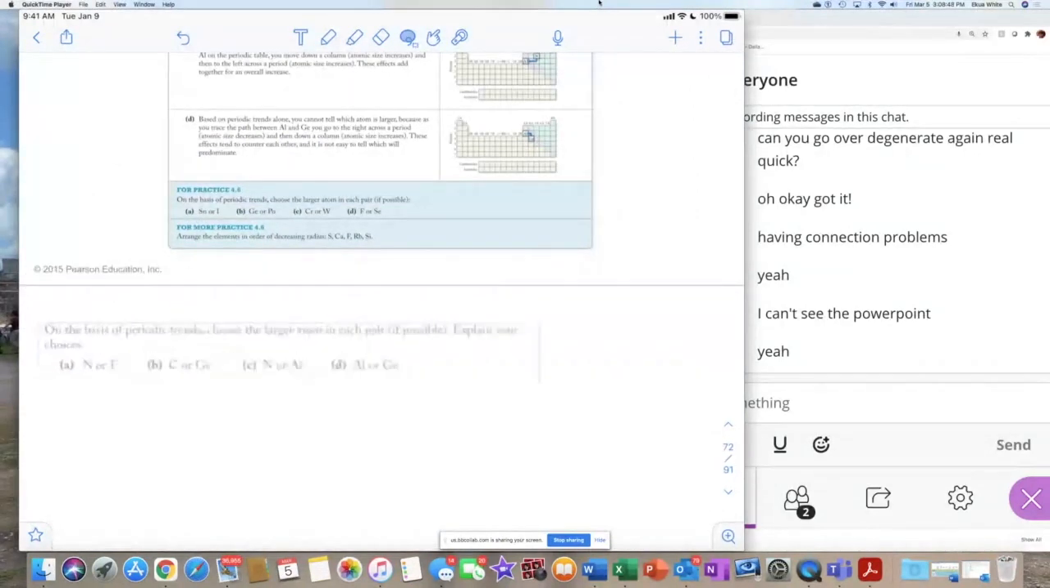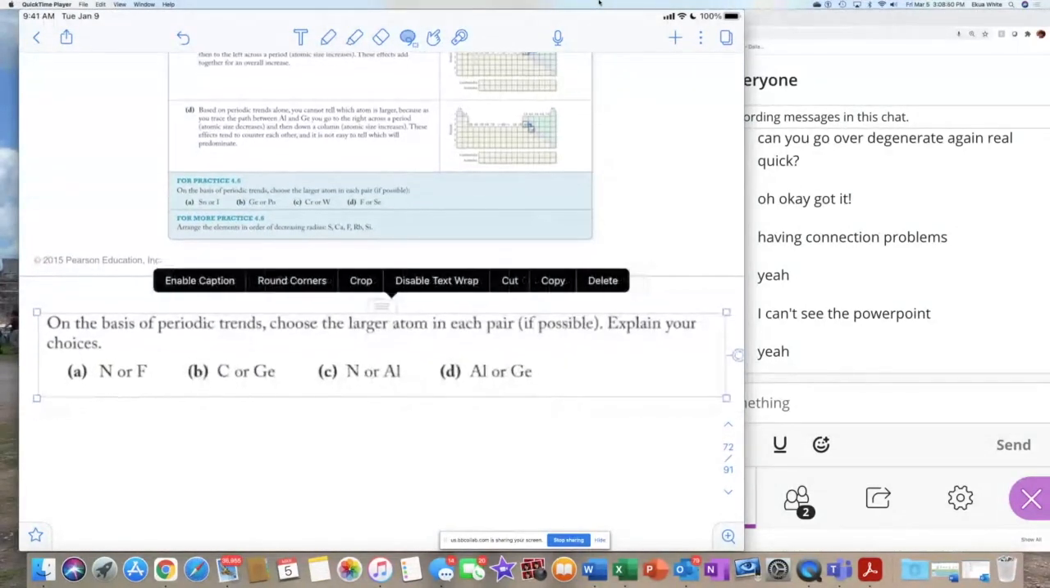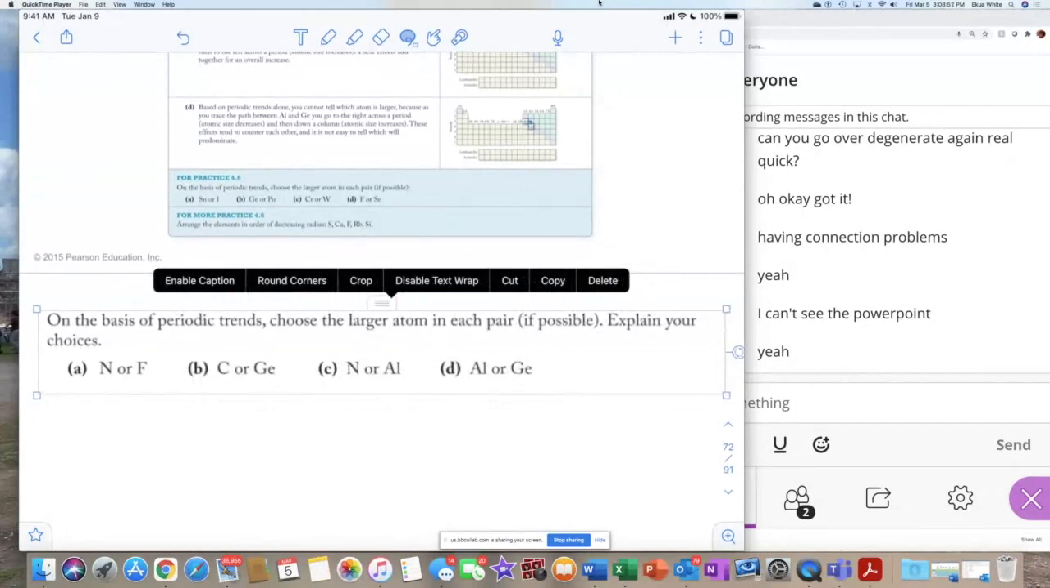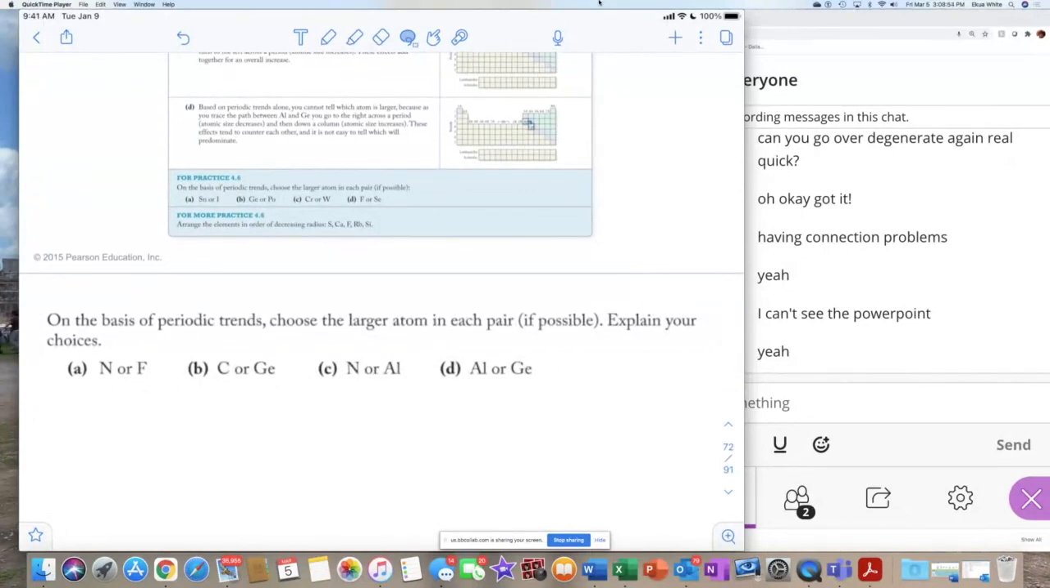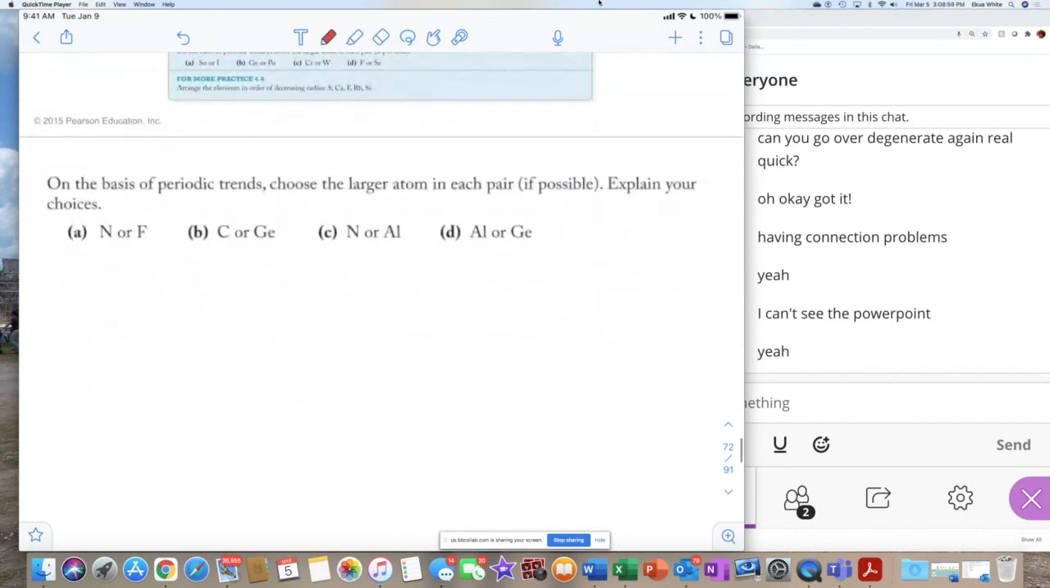I use the old image because it's not very accessible, being kind of small, but the new one was all messed up. Okay, we're going to use periodic trends to choose a larger atom. So I'm going to work this the short way. We're doing the first part of the question first, and then when necessary, we'll explain our choices.